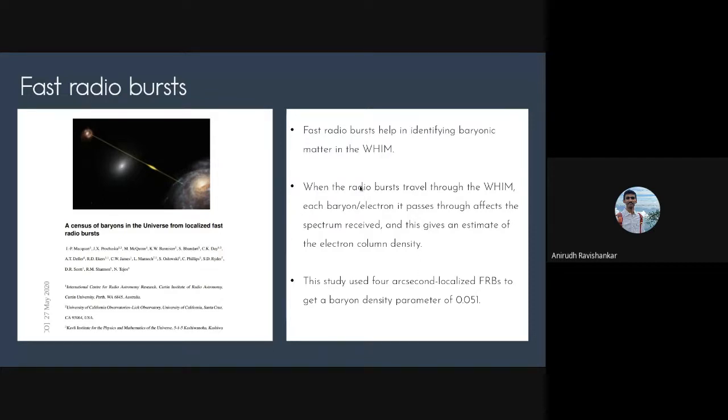And how it works is that when the radio burst travels through the WHIM, each baryon or electron it passes through leaves an imprint on the radio wave, and that is observed in the spectrum. Using that, we find an estimate of the electron column density, and with this electron column density, we can find the amount of baryonic matter present. The calculations are a lot more rigorous, of course, and I haven't mentioned them completely in these slides, but they were able to find a baryon density parameter of about 0.05, and this was in 2020.